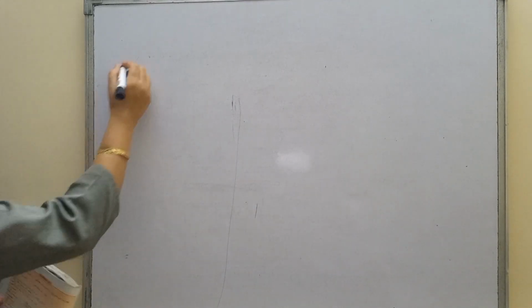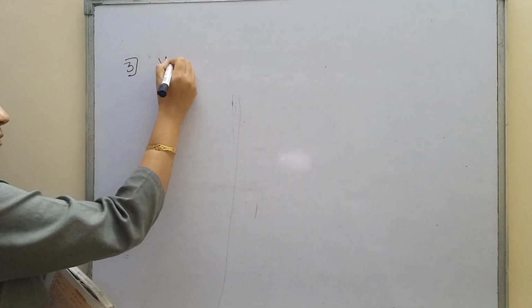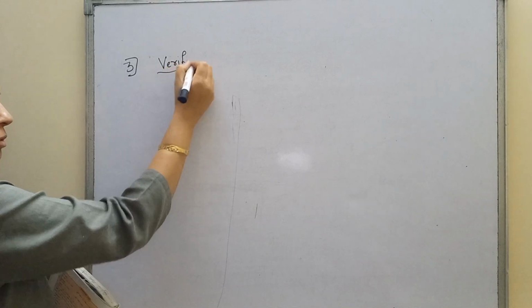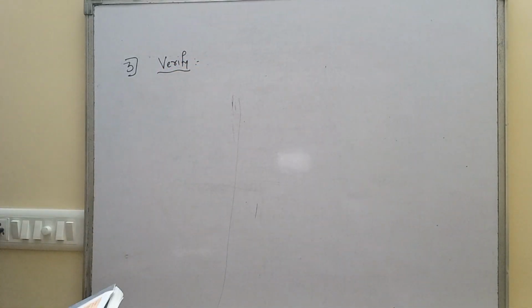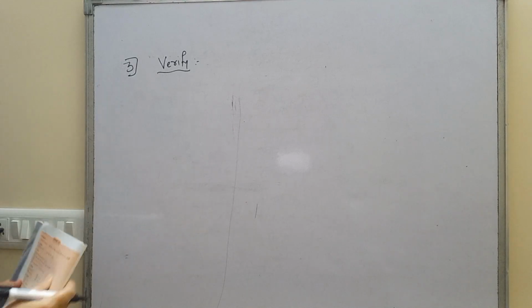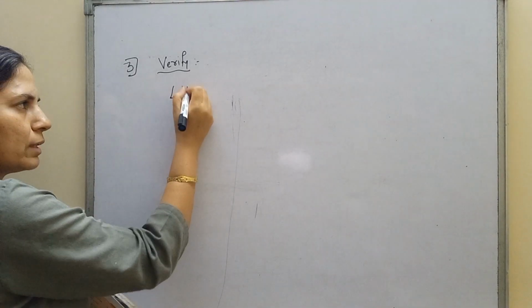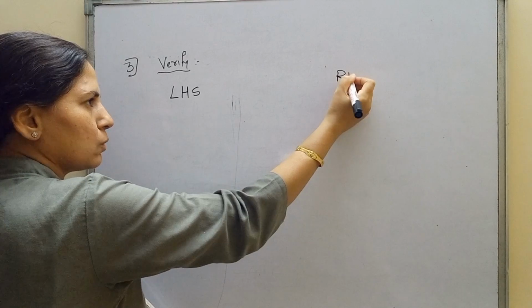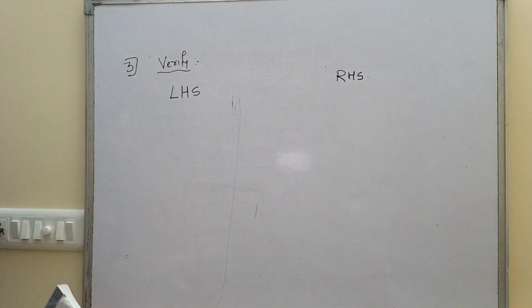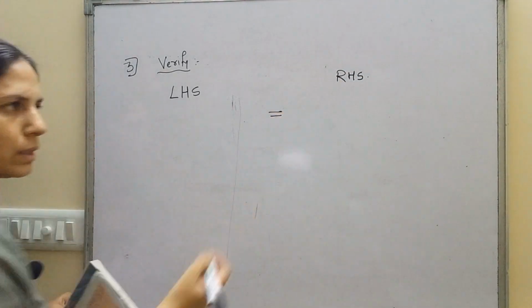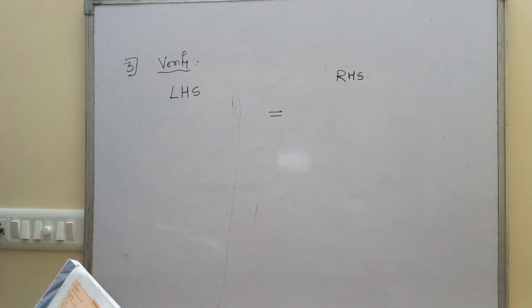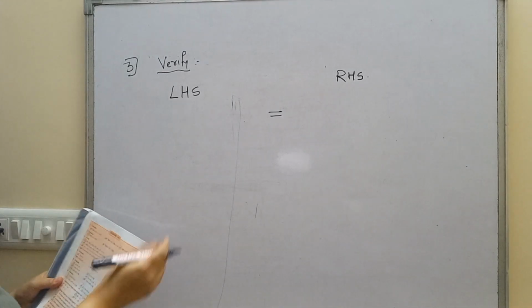Now comes question number 3, verify. Verify doesn't mean to simplify. Verify means to check whether your left hand side is equal to your right hand side. There will be an equal to sign in between. You will have to check whether both the sides are equal or not.